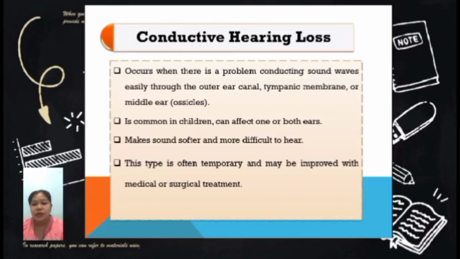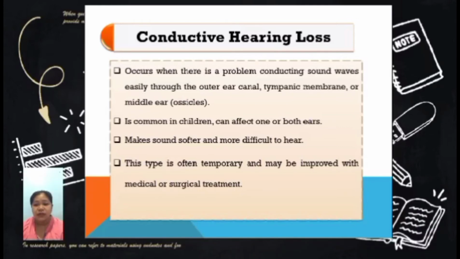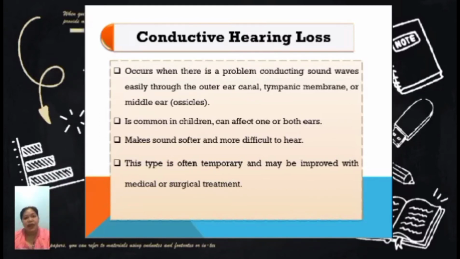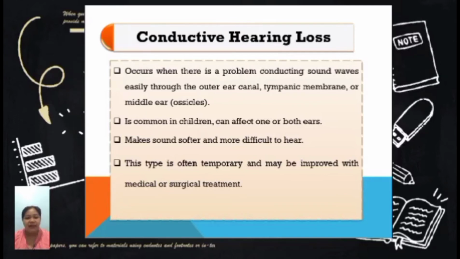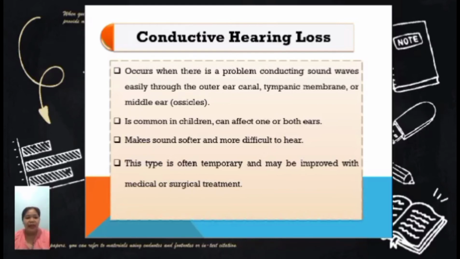It makes sound softer and more difficult to hear. This type is often temporary and may be improved with medical or surgical treatment. And once the blockage or problem is taken care of, hearing often returns to normal. If fluid build up behind the eardrum is the cause, a tiny tube may be inserted into the eardrum to help drain the fluid. Your healthcare provider, the doctor or the ENT, can tell you more about what's causing the child's hearing loss and how it can be treated or managed.